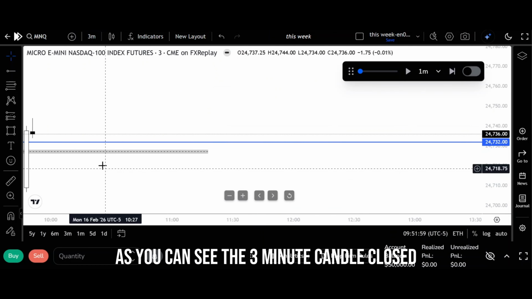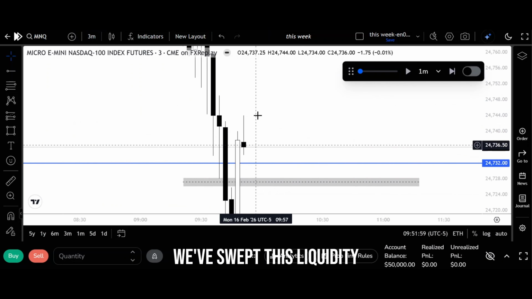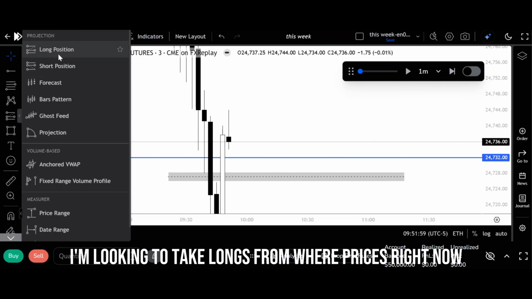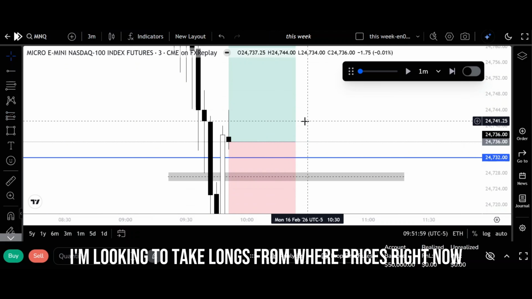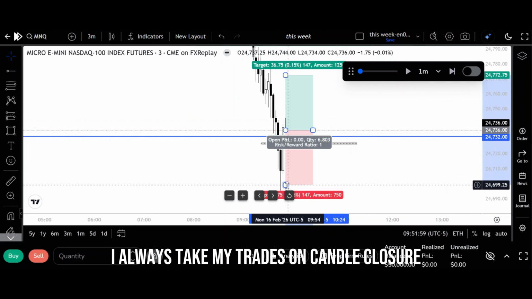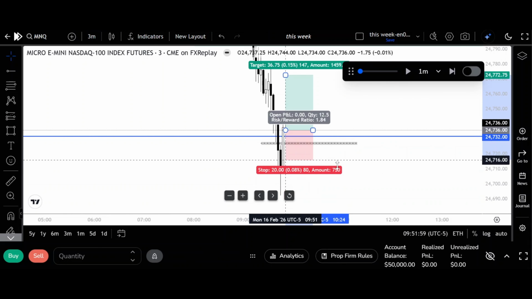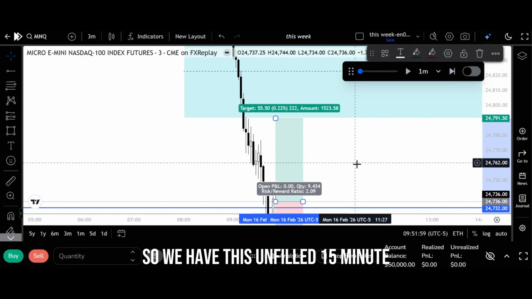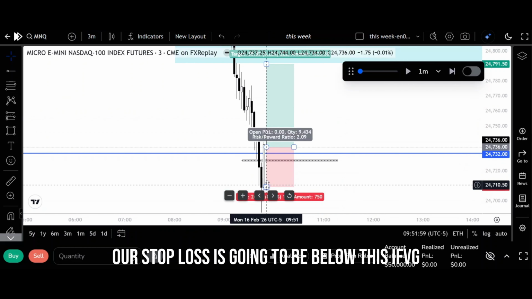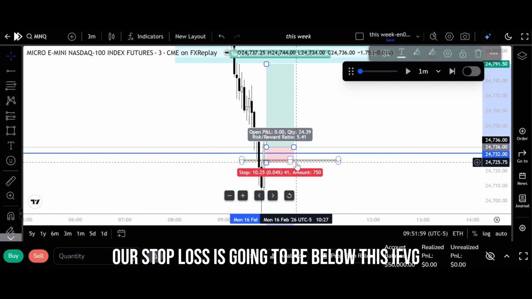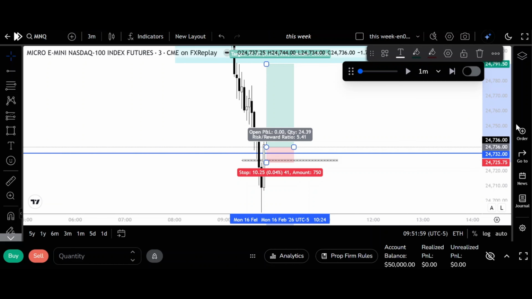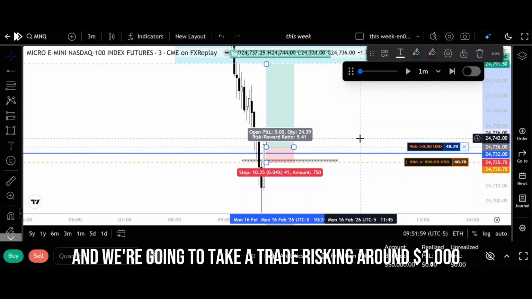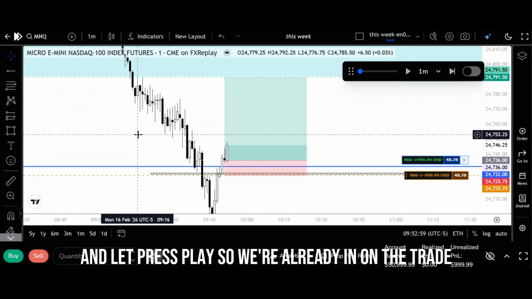As you can see, the 3-minute candle closed. We've swept this liquidity and inverse this 3-minute fair value gap. I'm looking to take longs from where price is right now. I always take my trades on candle closure. I don't really set limits, and I aim for this draw all the way up here, so we have this unfilled 15-minute. Our stop loss is going to be below this IFVG, and we're going to take a trade risking around $1,000 and let price play. So we're already in on the trade.